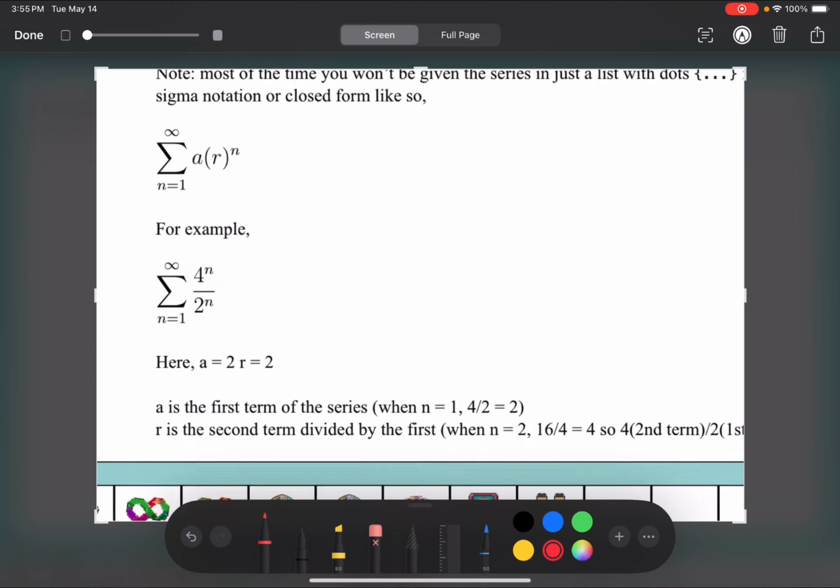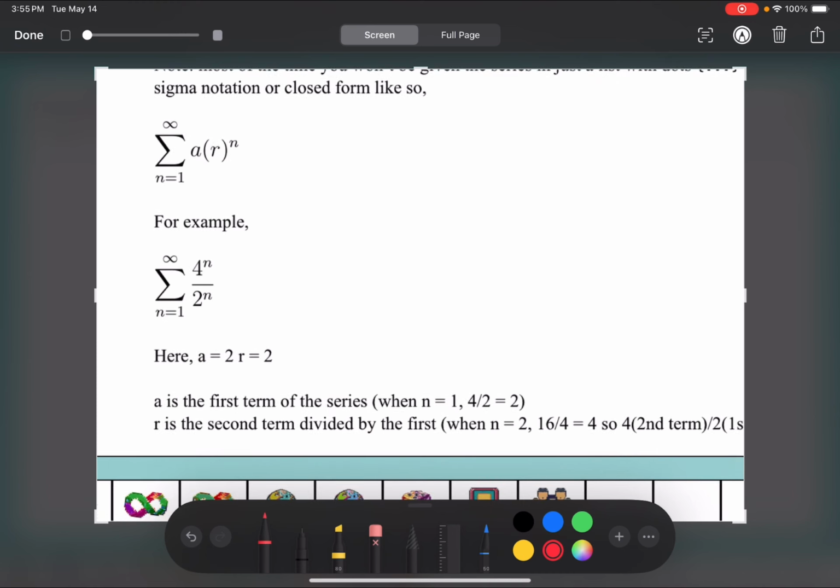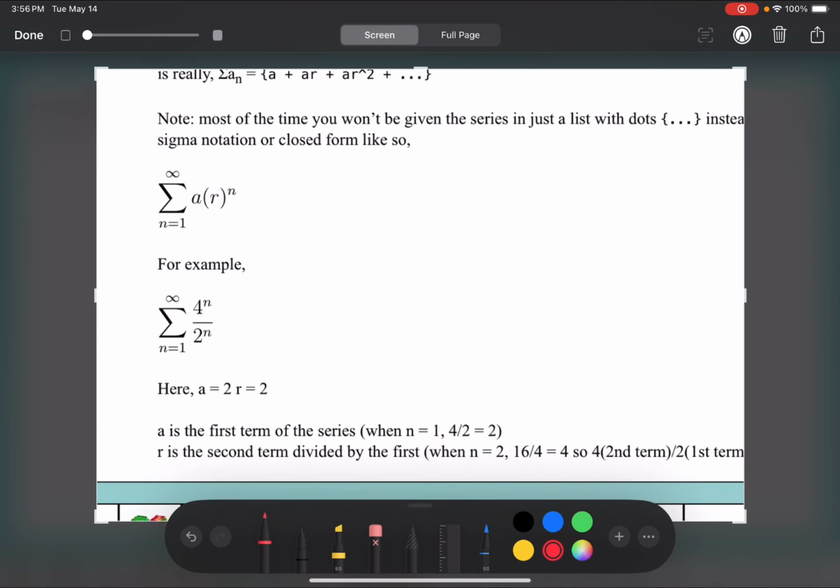The two things that you care most about in geometric series are the first term, which we call A, and R, which is the common ratio, what they have in common. And we care about this because we're going to be able to find what it converges to, if it converges, using A and R. So I'll show you that in a second. But first, let me show you how to find A and R.